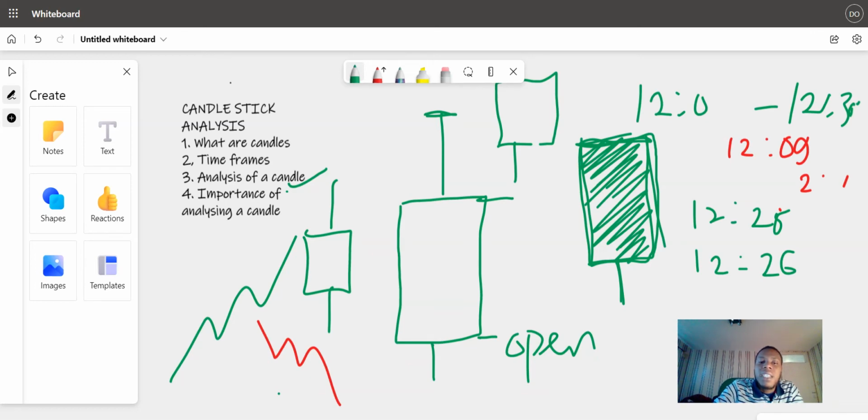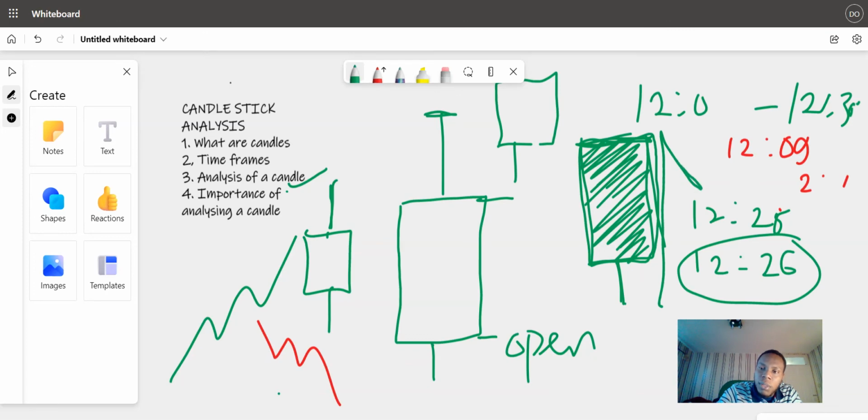Like this, because sellers, no, sorry, what did I just say? Sellers at 12:26, which is this, came in and started dragging the market down. So they dragged the market from this high. The market went to this high, right? This is the high. Then sellers came in and dragged the market down to this low.